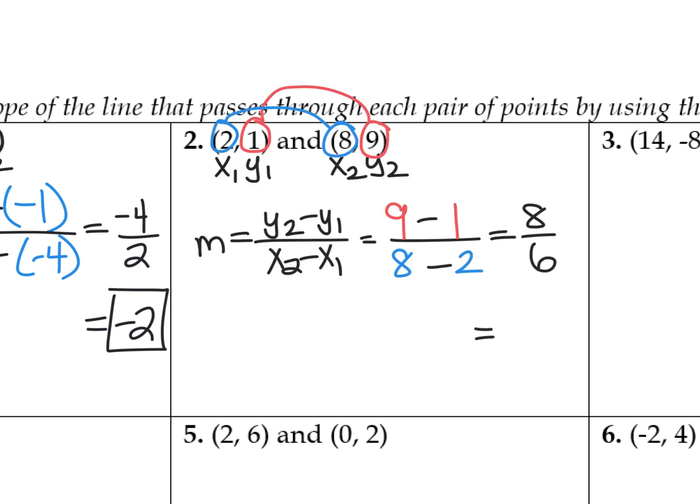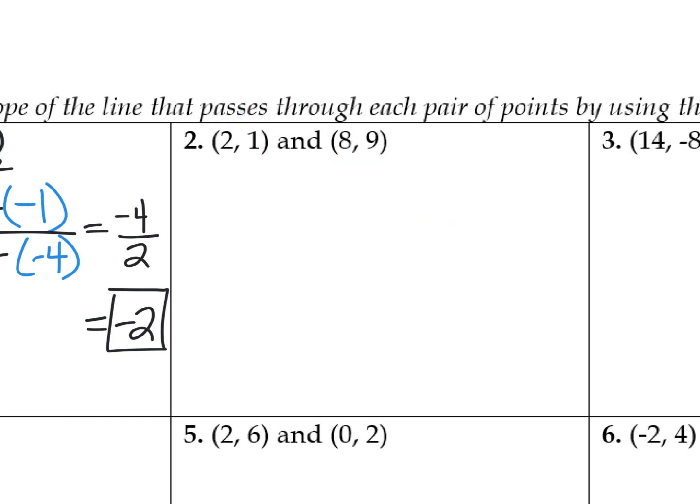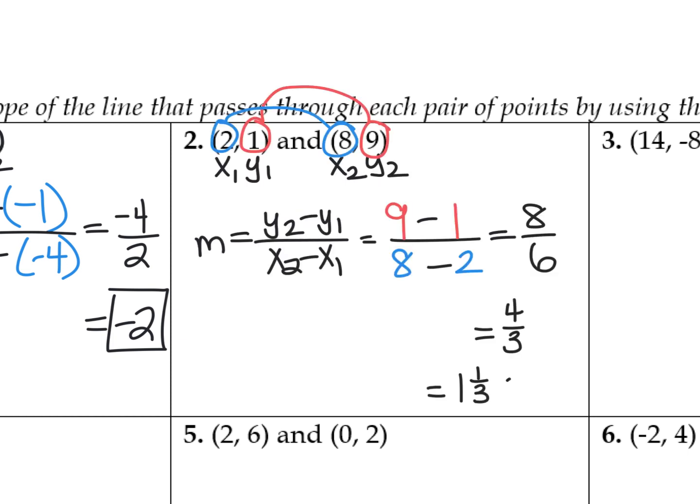We should try and simplify this if we can. If I was graphing, I would want to keep this improper, which would simplify to 4/3. Or if they just want to know what the slope is, you could give a mixed number, 1 and 1/3, which is the same as 1.3 repeating. However, if we were graphing, 4 over 3 is nice because I know my rise would be 4 and my run would be 3 on that graph.